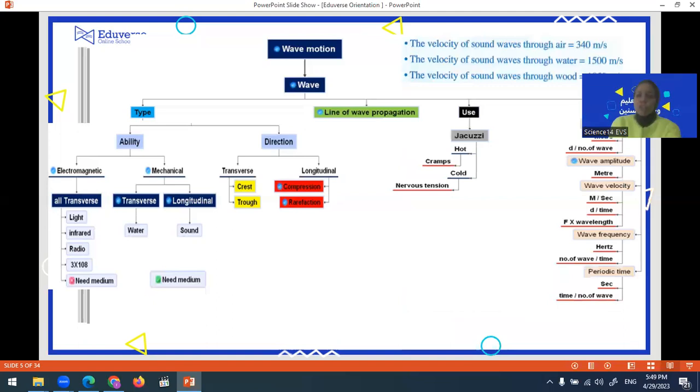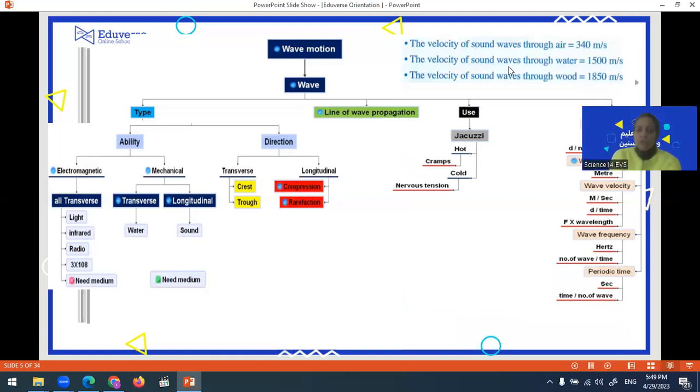Okay, some important numbers I want you all to know. The velocity of the sound wave through the air will be approximately 340 meters per second. The velocity of the sound wave through the water will be 1500 meters per second. And the velocity of the sound wave through wood or anything solid will be 1850 meters per second. Okay.